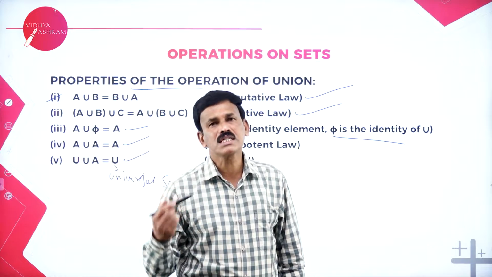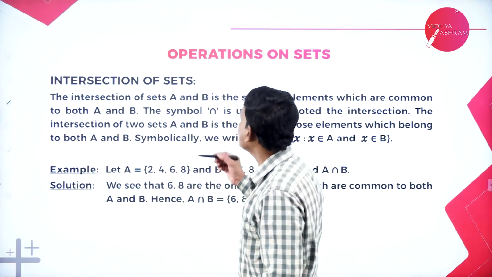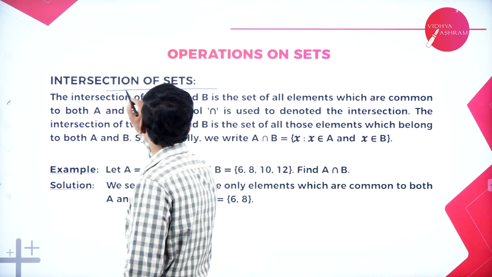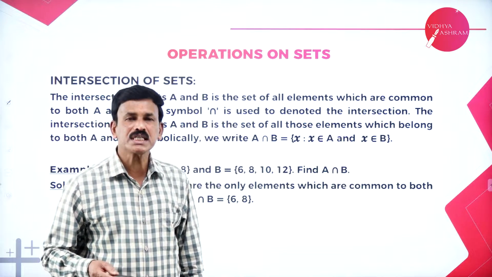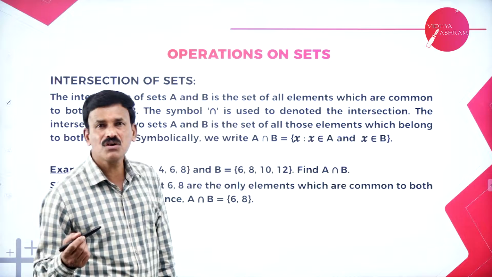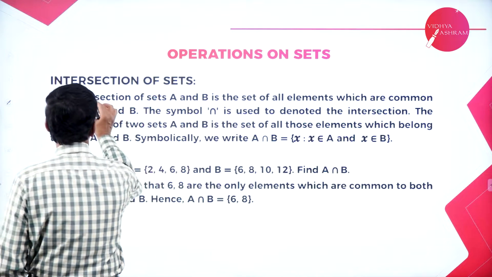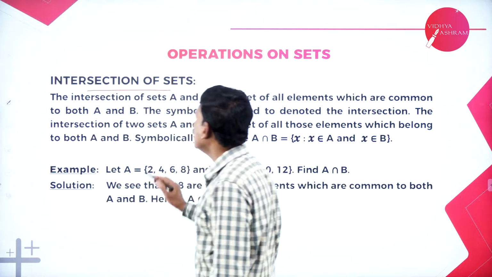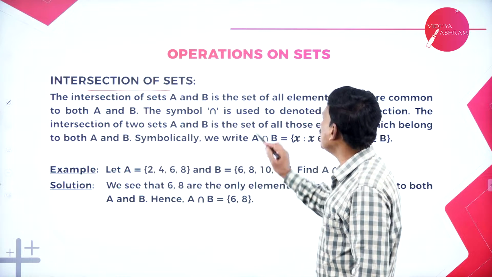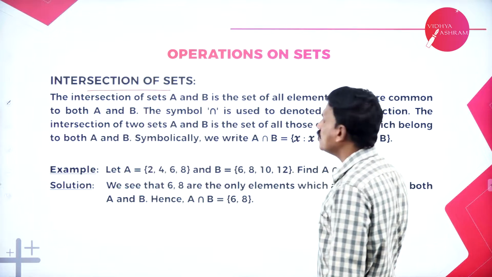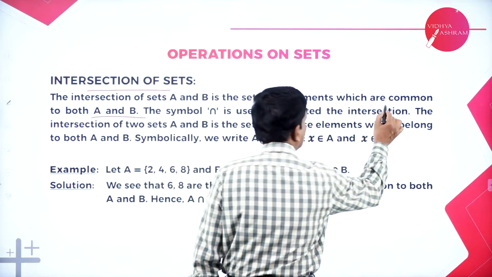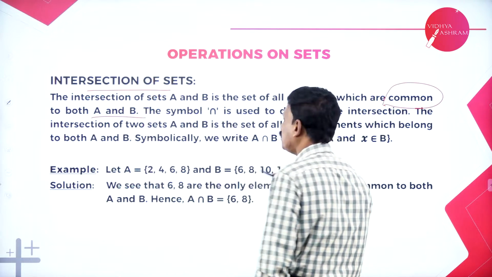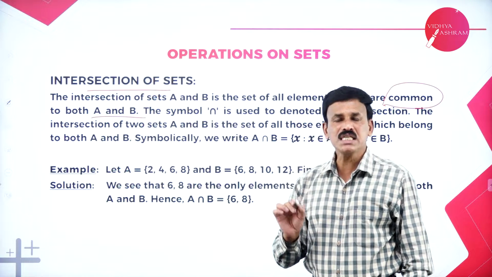Okay. Now, let us come to the next concept, that is intersection of two sets. Now, intersection means the intersection of two sets A and B is the set of all elements which are common to both A and B. The elements which are common to both A and B. The common elements, same elements.